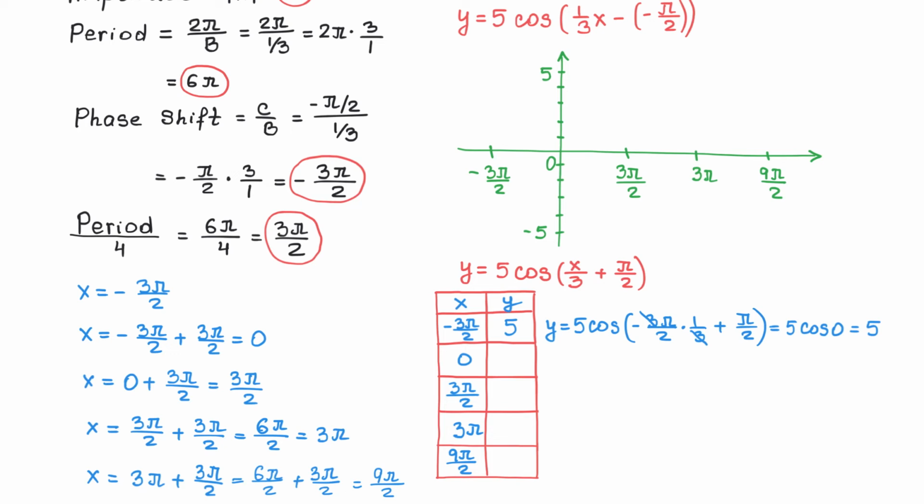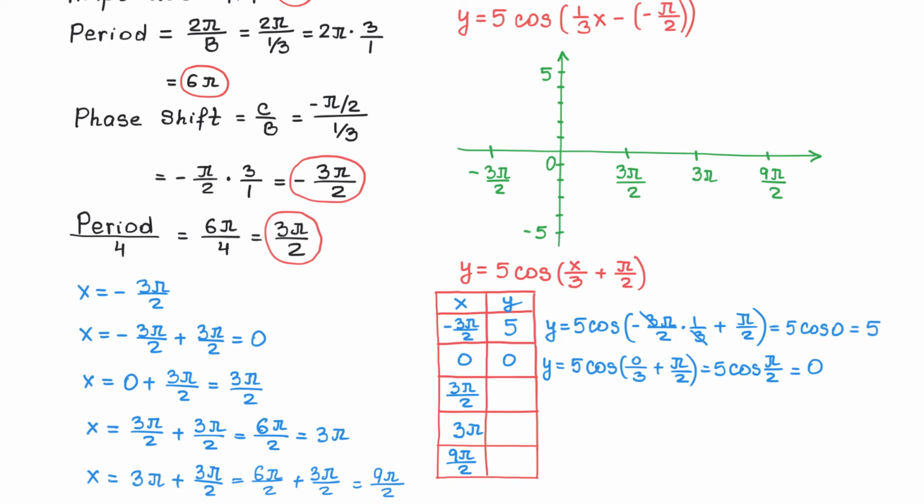When x is 0, y equals 5 cosine of 0 divided by 3 plus pi over 2. 0 divided by 3 is 0, then we will have 5 cosine of pi over 2, and cosine of pi over 2 is 0, and 5 times 0 is 0. So the second y coordinate will be 0.